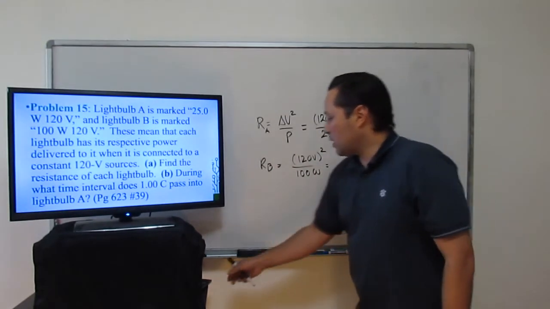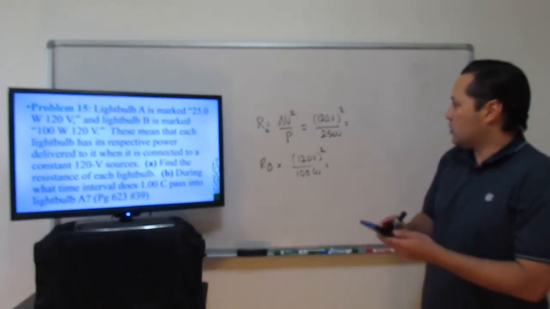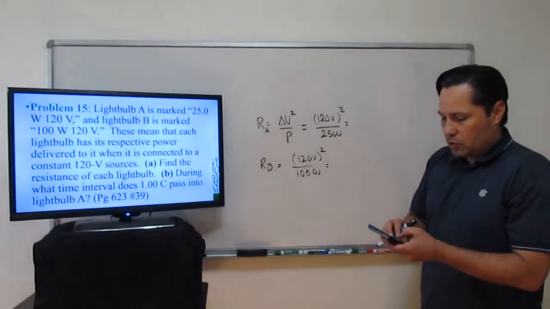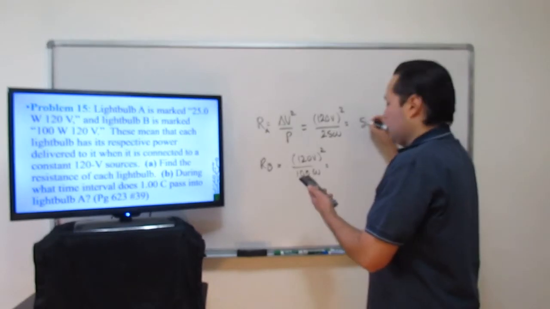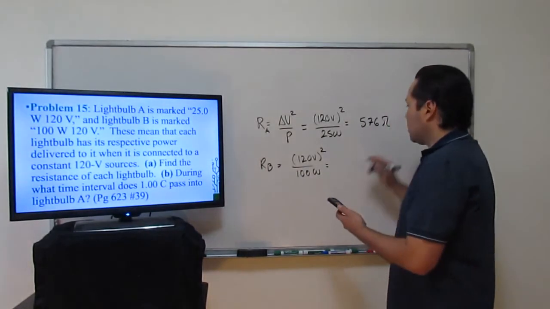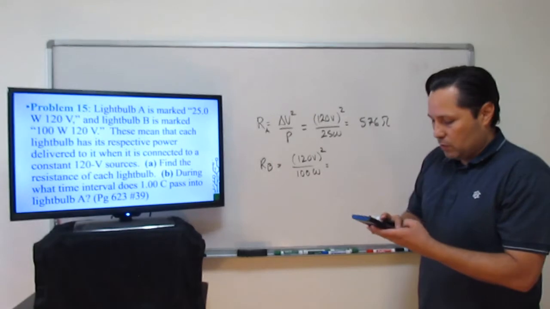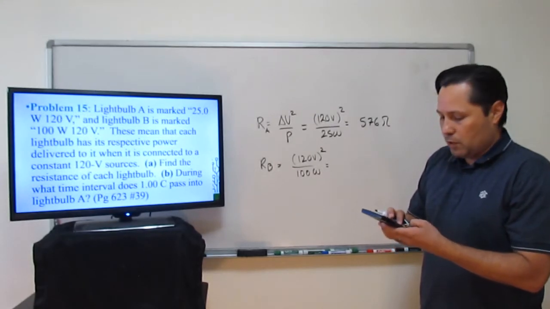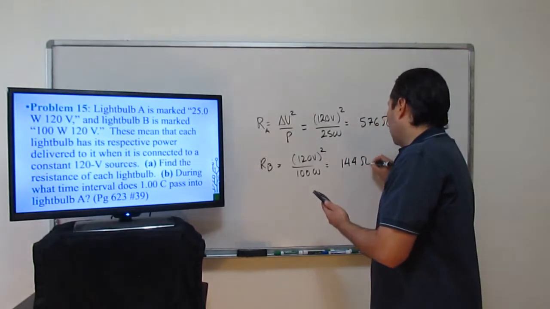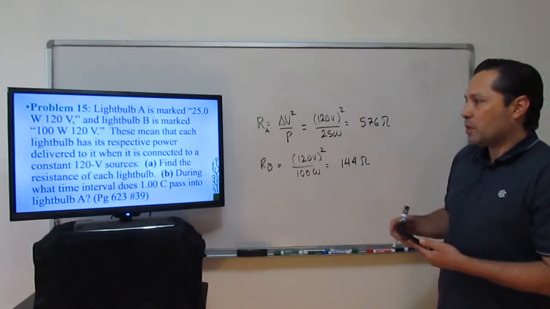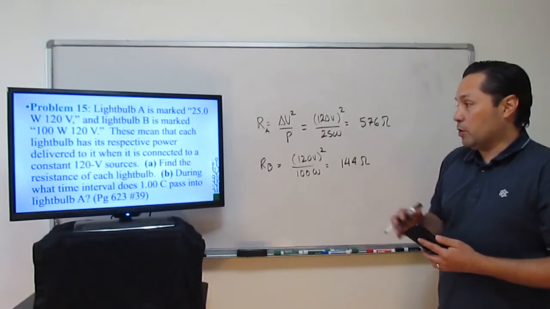Alright, so that is how we're going to get the resistance for each one of these. So it's going to be 120 squared divided by 25, which gives me 576 ohms. And for light bulb B, it's going to be 120 squared divided by 100, which gives us 144 ohms. Alright, that is part A of this problem.